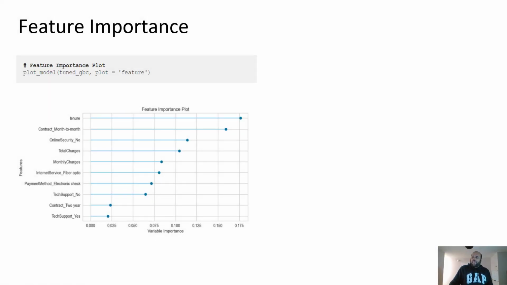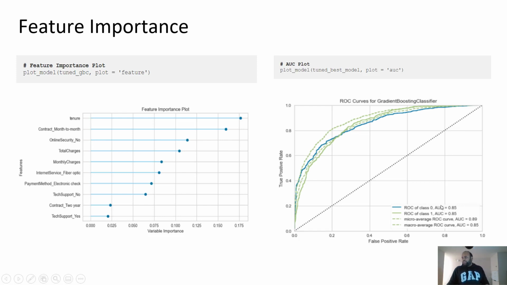If you want, you can analyze the performance of models. With just one line of code, you can see the feature importance. Tenure is the most important feature for the algorithm to predict churn. Contract month to month. Online security no. Blah blah blah. Right. This is the AUC plot. This is the number we were seeing on the other table, 85.